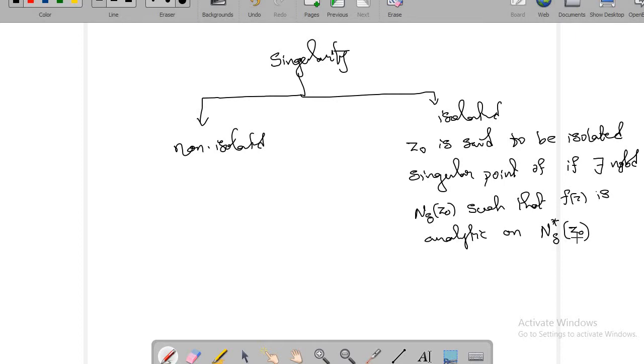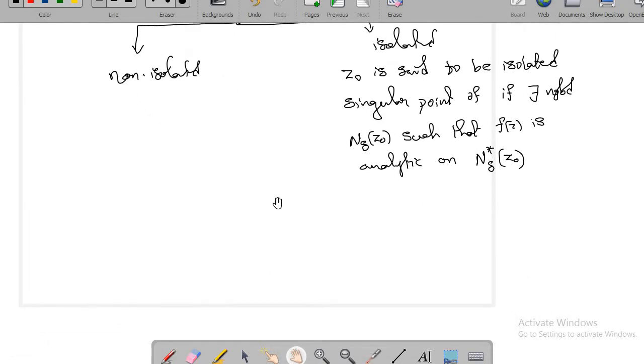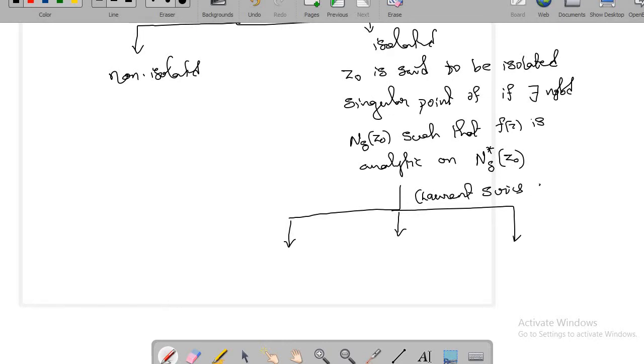Okay, simply you can write it in words. We say Z0 is an isolated singularity if there exists a neighborhood around Z0 which does not contain any other singular point. Okay, so now let us see what are the classifications of isolated singularities. We are going to classify isolated singularity based on the Laurent series expansion. So the Laurent series expansion will help us to classify these singularities.